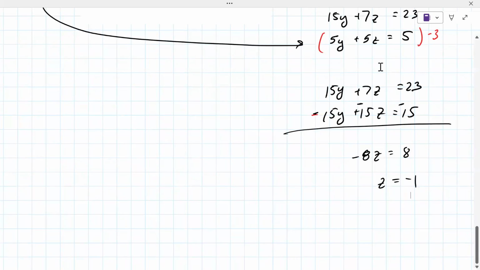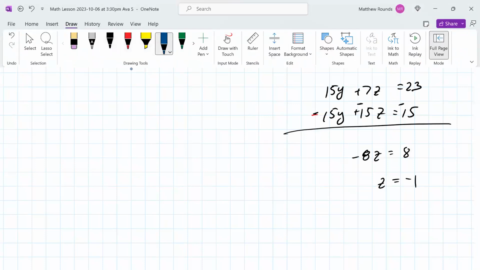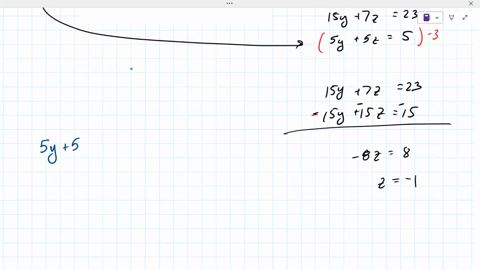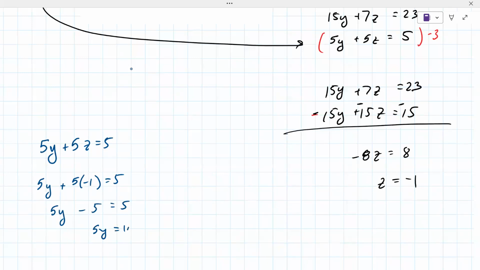So if I can make a mistake, and I do this all the time, it's very easy for a student to make mistakes. You're always checking, check, check, check if you can. All right. That means we can find y or z. I'm going to go to the second equation, 5y plus 5z equals 5. 5y plus 5 times -1 equals 5. You end up getting 5y equals 10, or y equals 2.